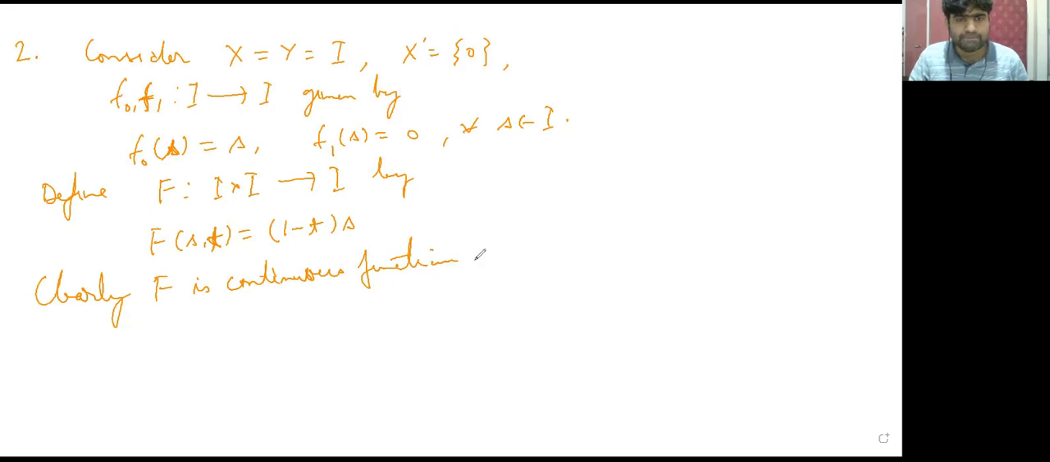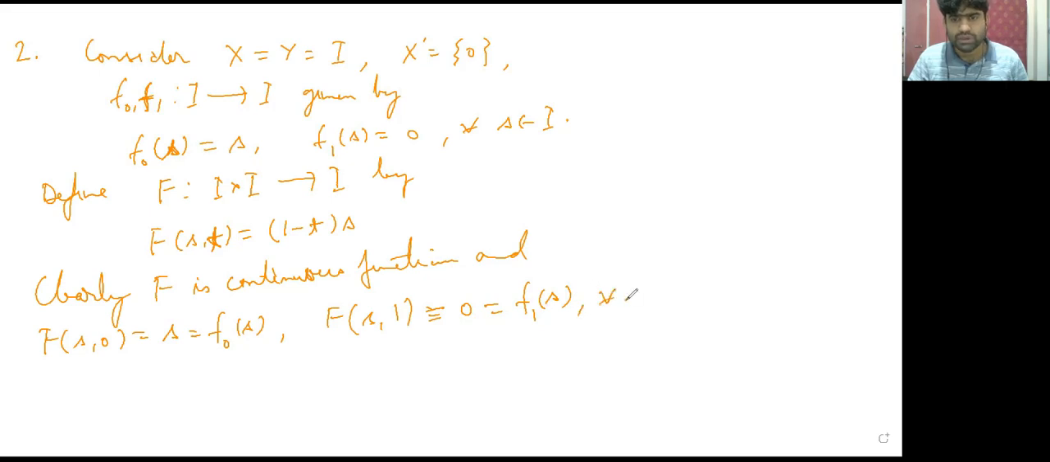and F of s, 0 equal to s, which is f naught of s, and F of s, 1 equal to 0 equal to f1 of s for every s in I.